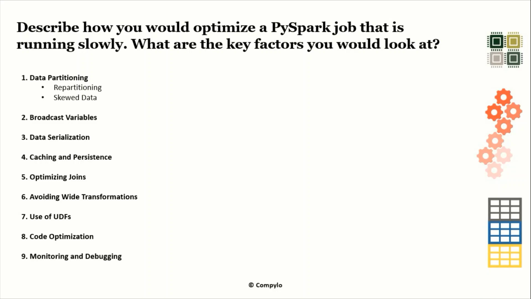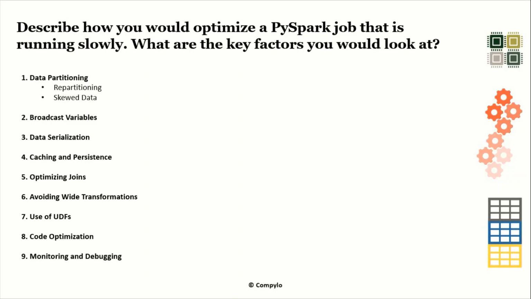Next question is, describe how you would optimize a PySpark job that is running slowly. What are the key factors you would look at? Optimizing a slow running PySpark job involves several strategies and considerations. At first, let's discuss data partitioning. We should ensure that our data is appropriately partitioned for the size of our cluster. We can use repartition or coalesce to adjust the number of partitions.